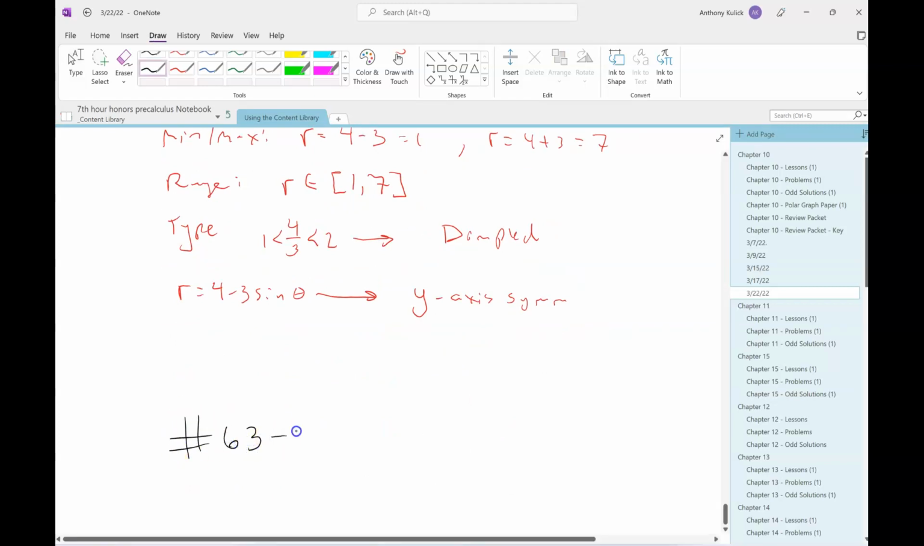At this point, you guys can do the rest of the problems in the section, so 63 to 96. The good news is most of these are pretty quick to do. The plan for Thursday is we're going to do our review day. Monday, we're going to start chapter 11. And then Wednesday, we're going to do the chapter 10 test.